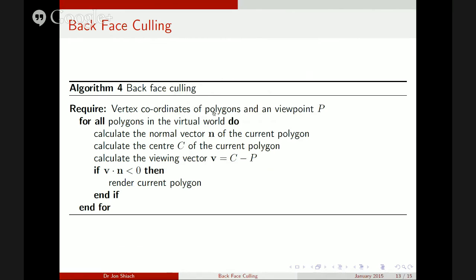So it's as simple as that. From here on in, we only bother with polygons for which V dot N is negative. If V dot N is positive, from here on in the viewing pipeline, we just totally ignore it.